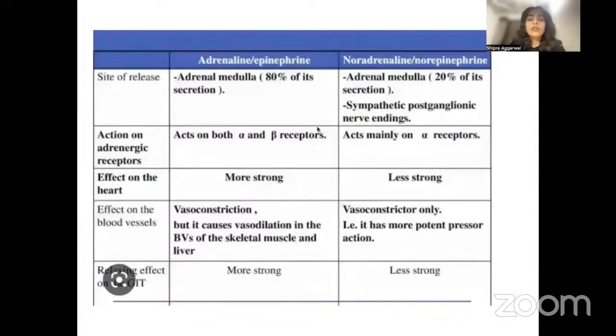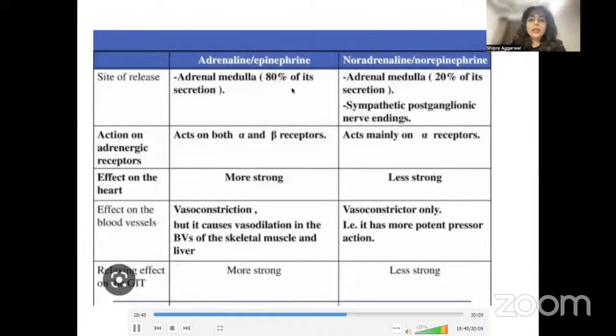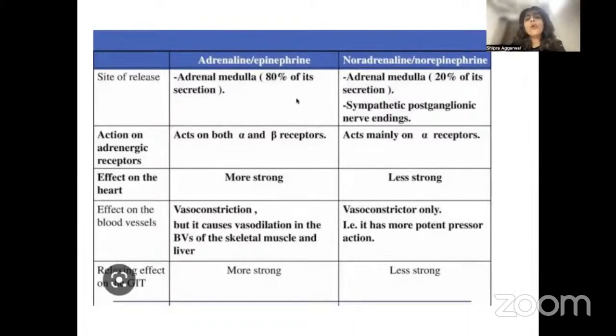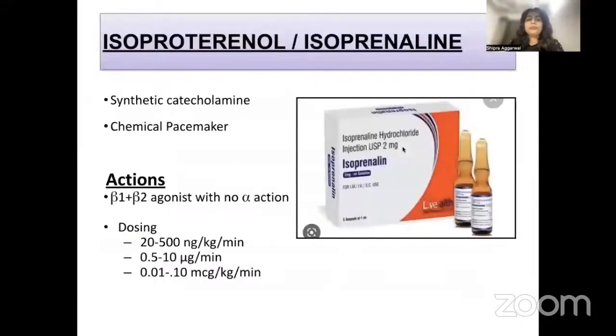Now, these are the differences between adrenaline and noradrenaline. Adrenaline is secreted in the adrenal medulla and forms the majority of the hormone, and noradrenaline forms 20% of the secretion. Adrenaline acts both on alpha and beta receptors, whereas the noradrenaline has predominantly an alpha action.